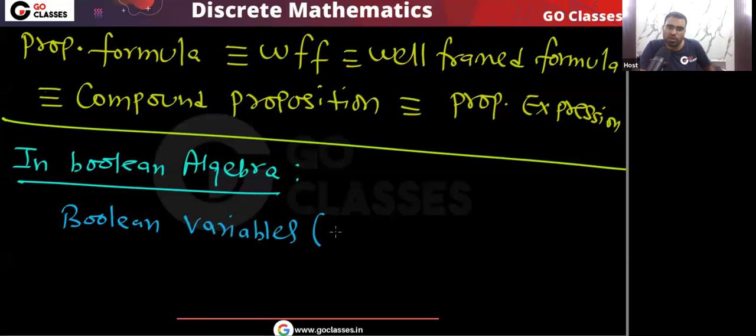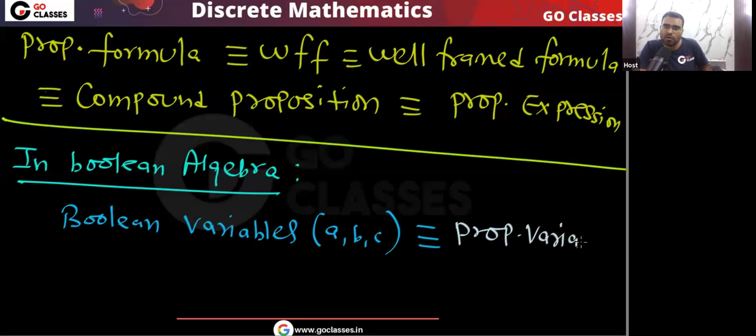In Boolean algebra, you have Boolean variables like A, B, C, right? So that is same as your propositional variable. Your Boolean variables like A, B, C, they are same as your propositional variables. Here we have propositional variables like P, Q, R. So Boolean variable is same as propositional variable.